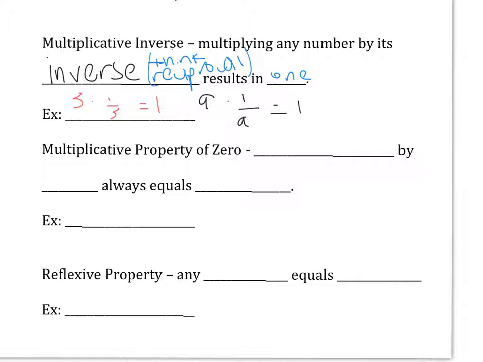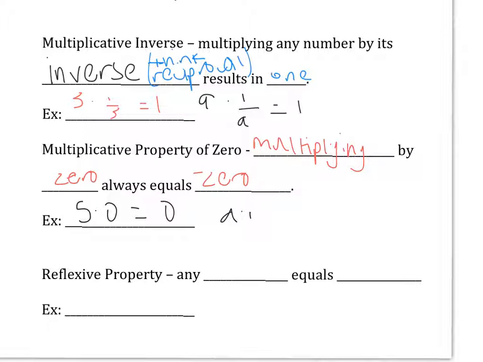The multiplicative property of 0 states that multiplying by 0 always equals 0. So an example of that would be 5 times 0 equals 0, or a times 0 equals 0. So again, just multiplying by 0 always equals 0.